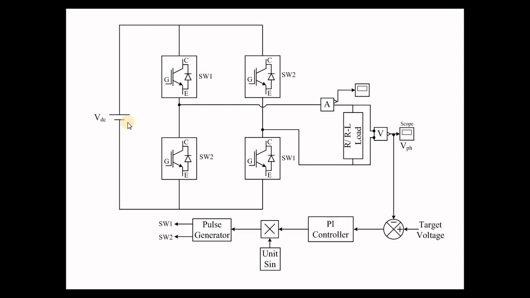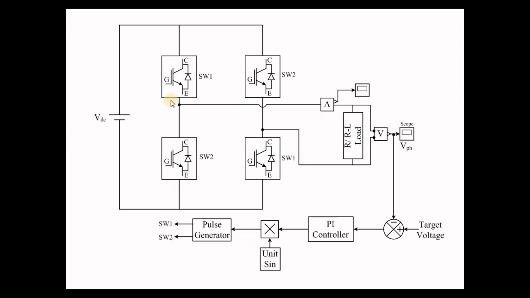In our previous classes, I explained about single phase inverters, I mean half bridge and full bridge, and three phase inverters also I explained. But in this video, we'll go for closed loop voltage controller. Here I am taking the phase voltage and then the RMS voltage. Actually, I am comparing the RMS voltage with my target RMS voltage. Then this PI controller will generate the modulation index. Based on this modulation index, I can generate the pulses by using a unit sine wave.